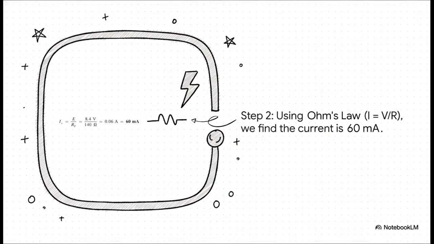Okay, on to step 2. And for this, we get to use our new best friend, Ohm's law. We just need to rearrange the formula a little bit to solve for current. So current equals voltage divided by resistance. We know the total voltage is 8.4 volts, and we just figured out the total resistance is 140 ohms. You pop that in a calculator, and you get 0.06 amps. Or, to make it a nicer number, 60 milliamps. And just like that, we know exactly how much current is flowing through the entire circuit.